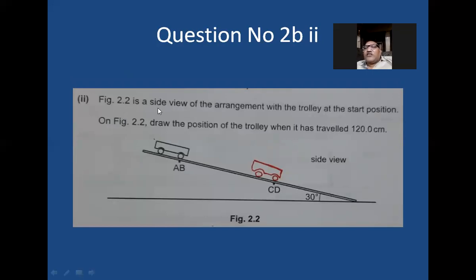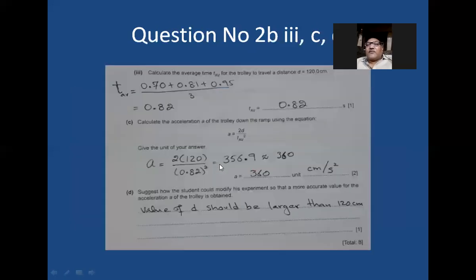Question number 2, figure 2.2 is a side view of the arrangement with the trolley at the start position. On figure 2.2, draw the position of the trolley when it has traveled 120 centimeters. So we started our experiment. We started the stopwatch when the front wheels of the trolley were on the AB. So when the front wheel of the trolley is on the CD, it means that the trolley has covered a distance of 120 centimeters. So you can see here, I have drawn the trolley. Its front wheel is on the CD. So that is what they are asking for.